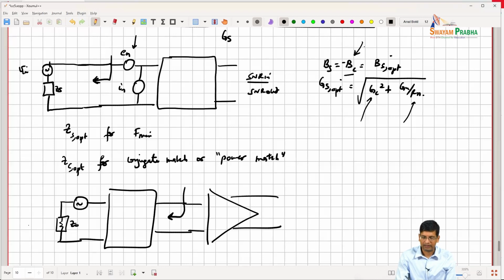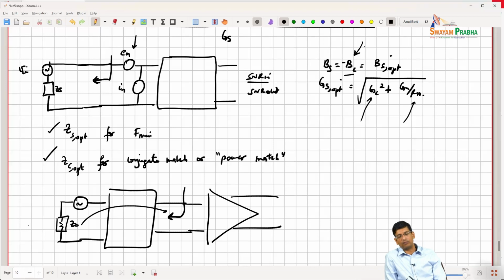But what should I match to here? Should I convert the Z0 so that looking in here, I see Zs opt that gives me the minimum noise figure, or do I convert it to the impedance that gives me the best power match, right? That's the design trade-off that we have. We can look at it a few different ways, right?